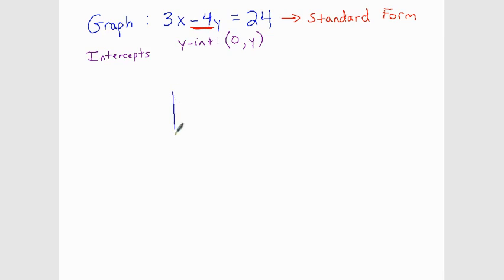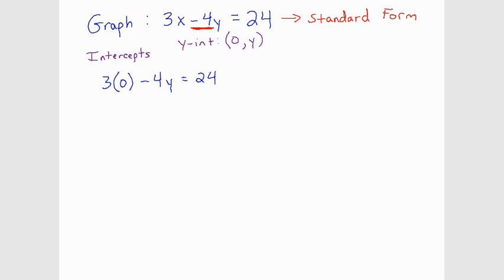So I'll draw my axes. Actually, I'm not going to draw my axes yet. I'm going to undo that. Because there's going to be some calculations involved. I'm getting ahead of myself. So what can I do? That means I can take this equation and plug in 0 for x and solve for y.